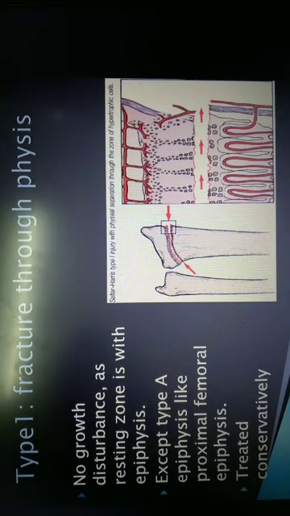Type 1 fracture: no growth disturbances as the resting zone is with the epiphysis, except type A epiphysis like the proximal femoral epiphysis, treated conservatively. Wherever the resting zone is not involved, growth disturbances will not occur. So in that case we can treat conservatively. If the resting zone is involved, growth disturbances will occur, then we have to treat surgically.